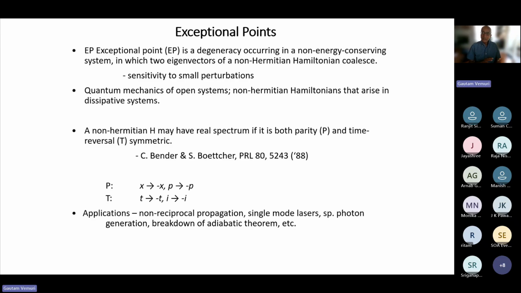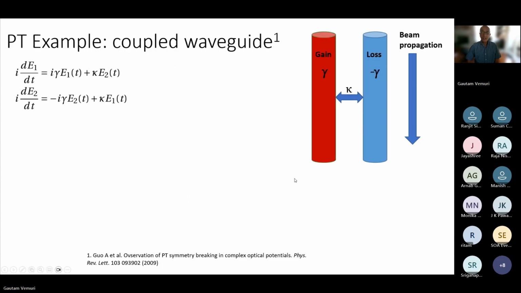What we're trying to do in my lab is looking at exceptional points in non-Markovian systems, that is, exceptional points in time-delayed systems. And we're trying to see, are there applications for such systems? That's sort of the focus of what we are trying to do.